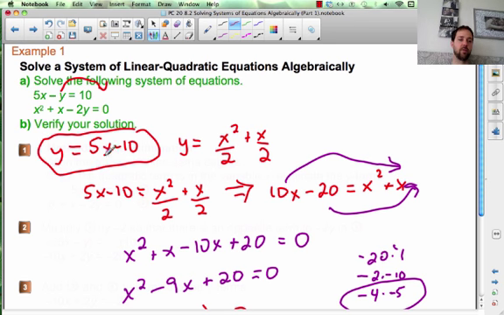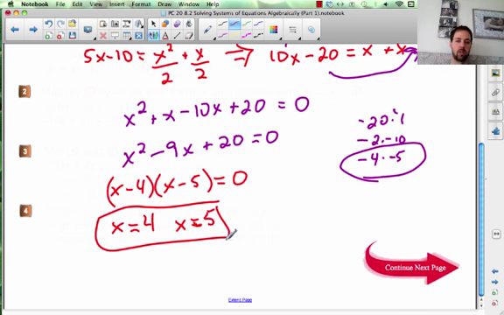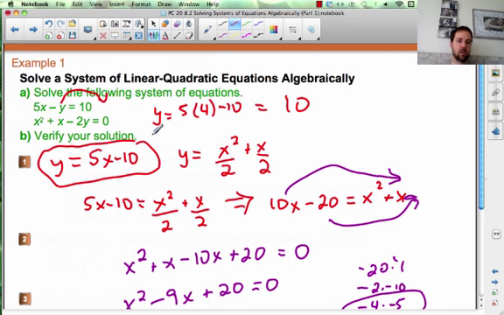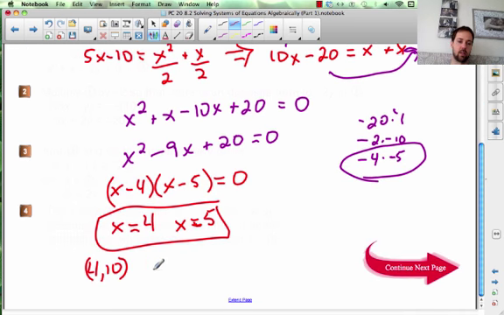Plug 4 into that, solve for the y value, so we get y equals 5 times 4 minus 10, so that's 20 minus 10, and the answer is 10. You'd get the exact same thing if you plugged it into this one, because that's where they were equal. They have the same coordinate at that point. So we have the point 4 and 10. And then do the same thing with 5. So you plug 5 in and you get 5 times 5 minus 10. 5 times 5 is 25, minus 10 is 15. Okay, and you have the point 5 and 15.